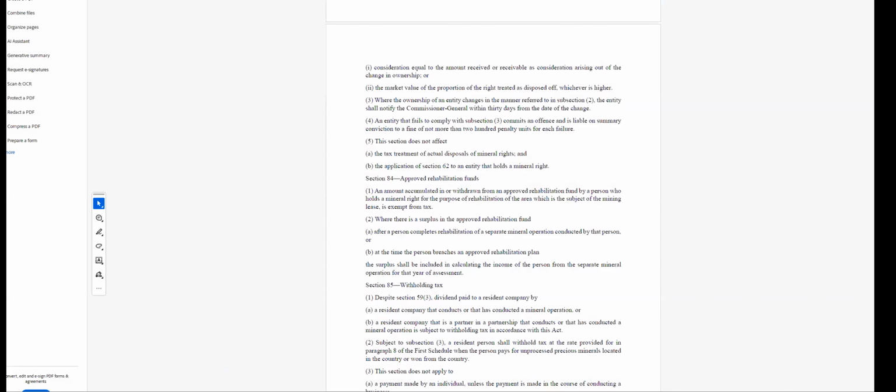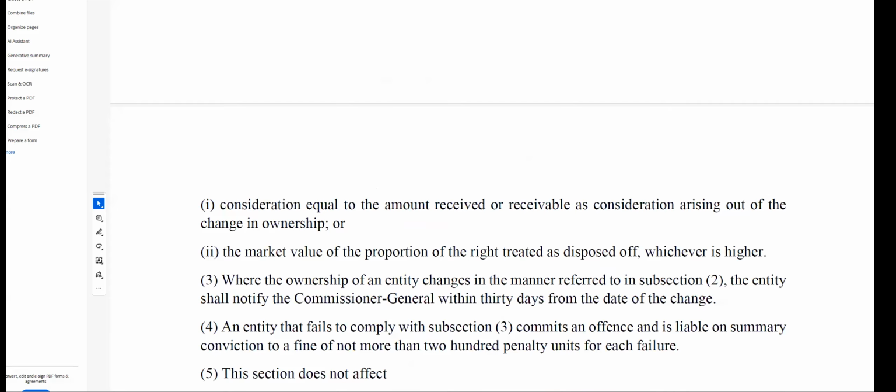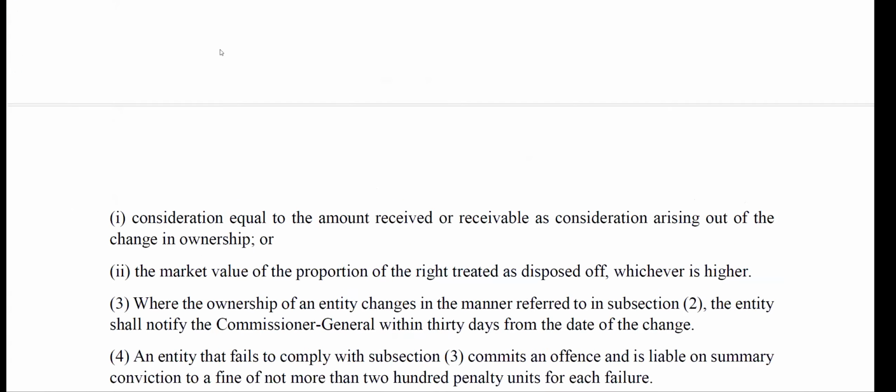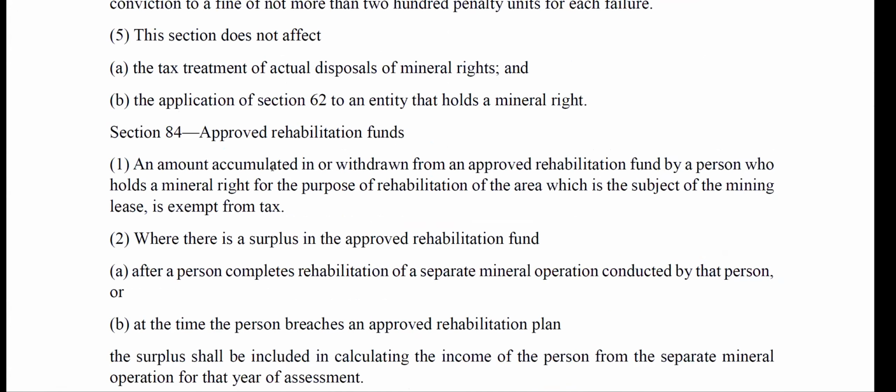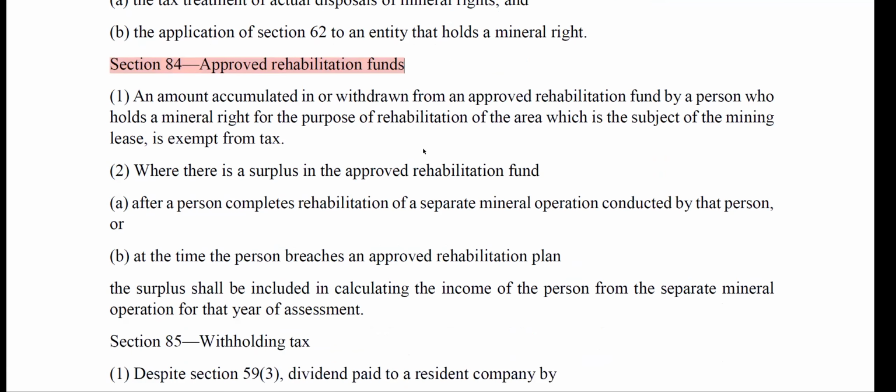So look at minerals. Let's go to section 84. Am I right? Section 84. Yes, 84. Read for me.